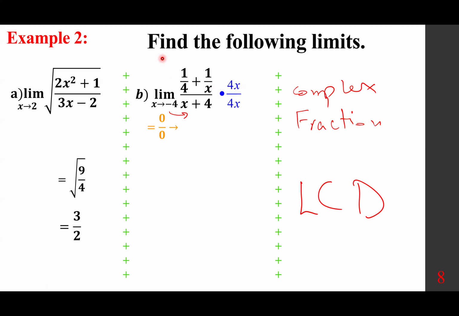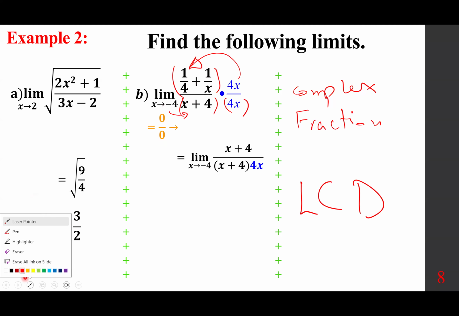Now, bear in mind, when we have 0 over 0, it is the 0 in the denominator that is bad, we want to get rid of. So if you plug in negative 4, this becomes 0. You never distribute, rather you write this as a product. But this one, you distribute and you simplify. And when you do that, 4x times 1/4 is x. 4x times 1 over x is 4. I'm assuming no one has any problem with elementary algebra of complex fractions.